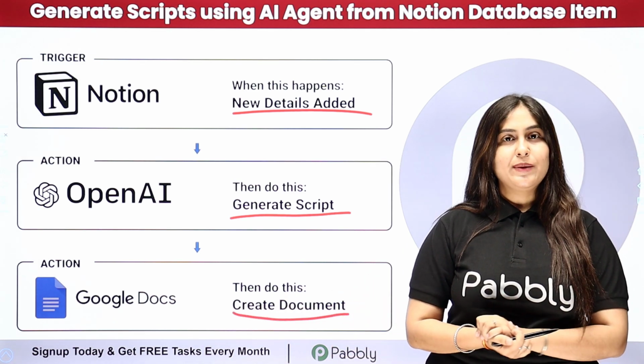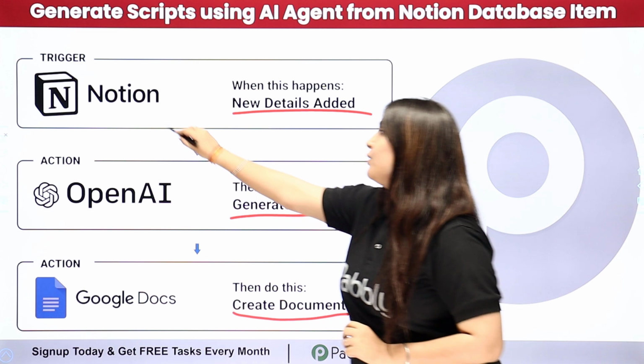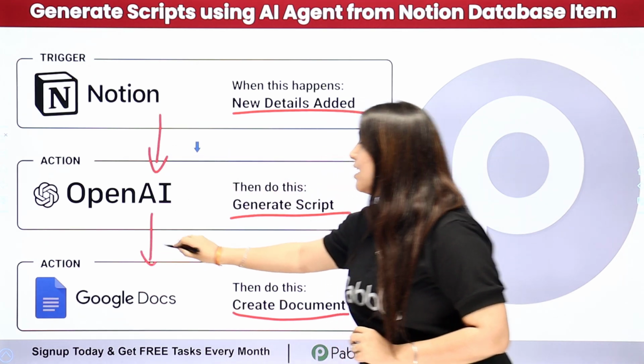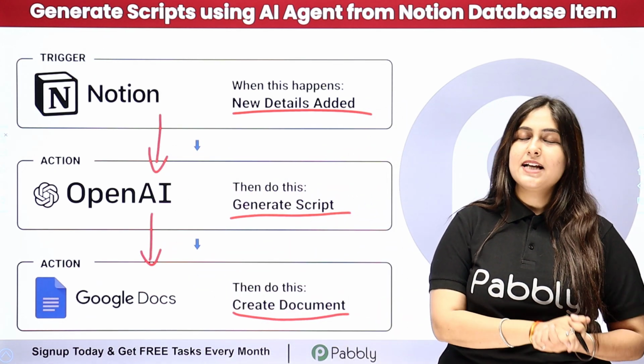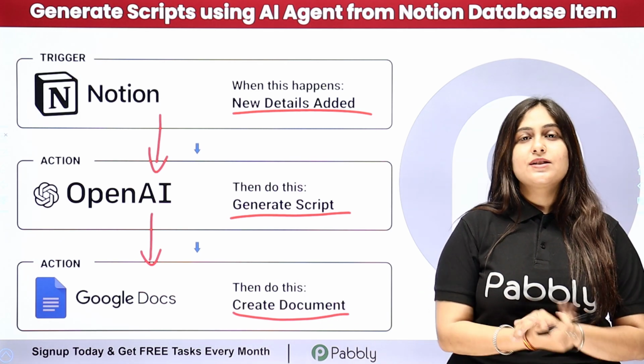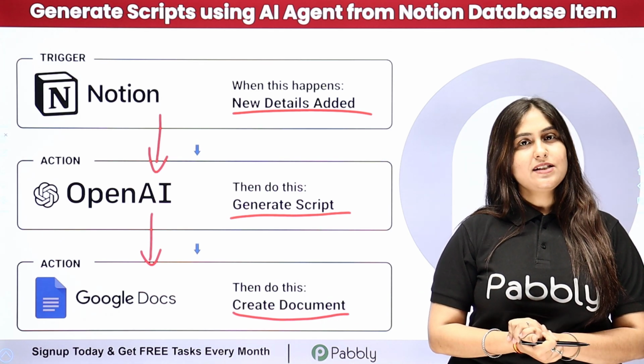So now to automate the entire process, I need to connect my Notion with OpenAI and Google Docs using an automation software named Pabbly Connect. To see this process step by step, let me take you all to my screen.